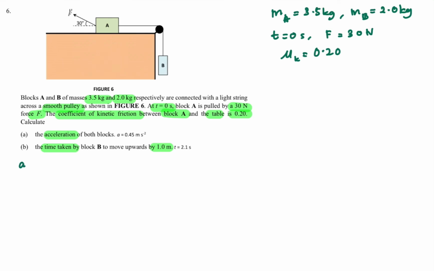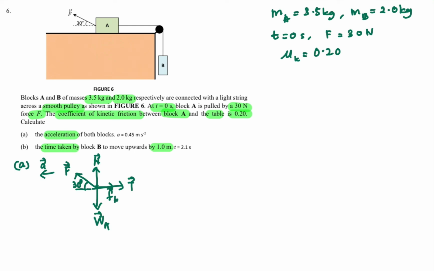So for part A, we draw a free body diagram where here you have normal force and then of course weight for block A, tension, and then force F, where it has an angle here of 30 degrees, and it is accelerating to the left, meaning that the kinetic frictional force is to the right, Fk.